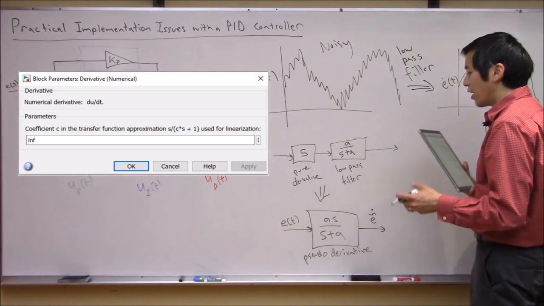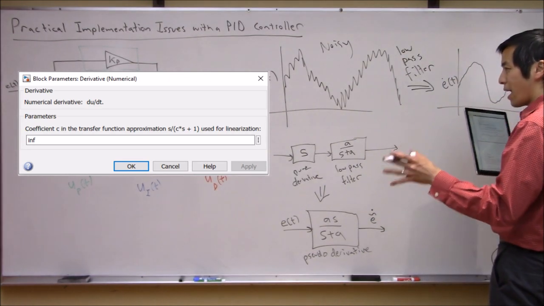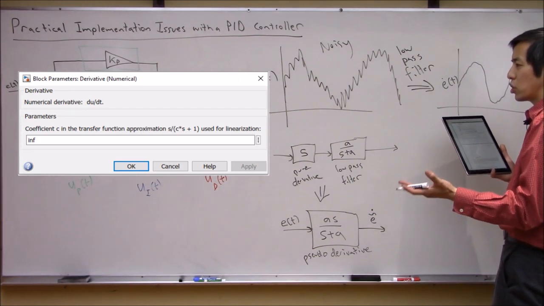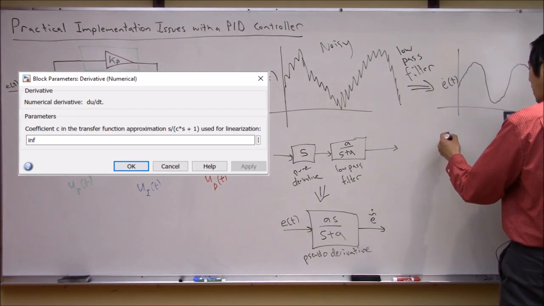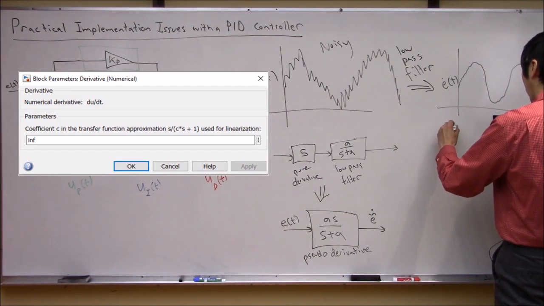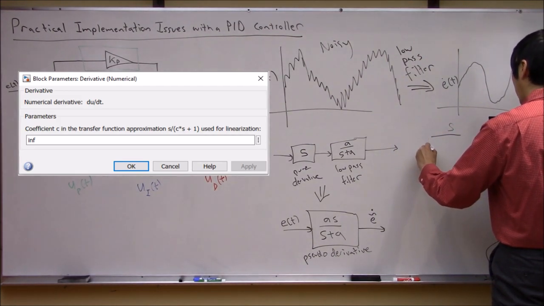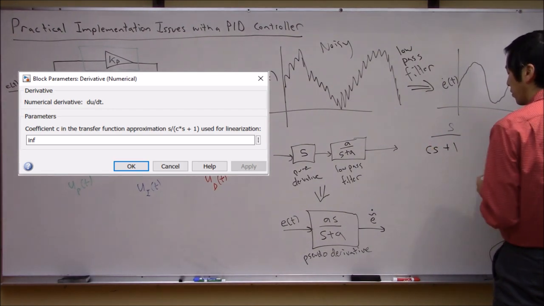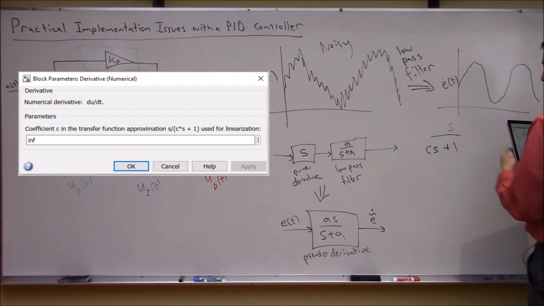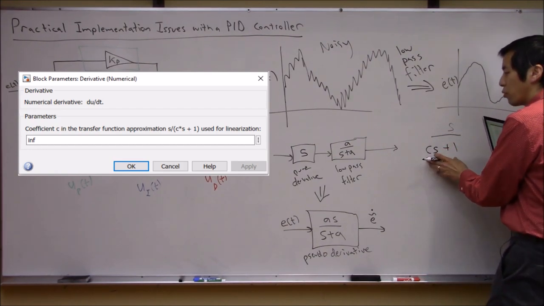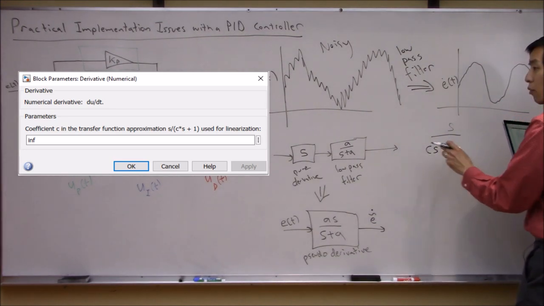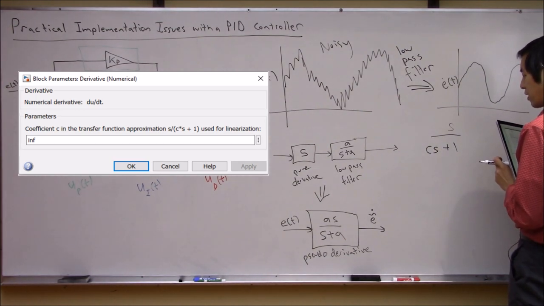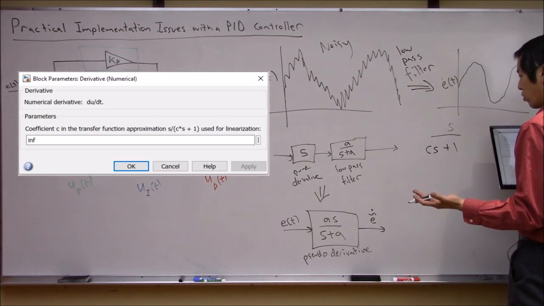And if you notice, what it says in the MATLAB script there is it has a transfer function approximation for linearization, and it was something like on the order of S over CS plus one. This is what it said. Basically, if you want to try to linearize that numerical derivative block, MATLAB was going to replace it with a transfer function like this. And you look at this thing and say, what in the world is that?